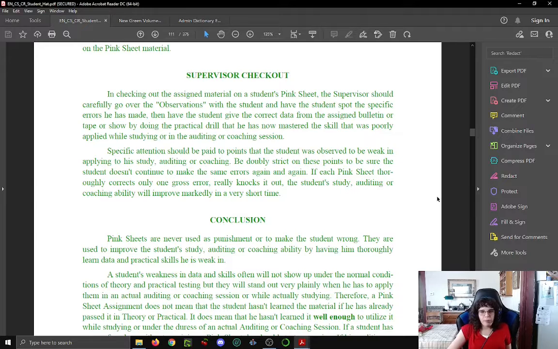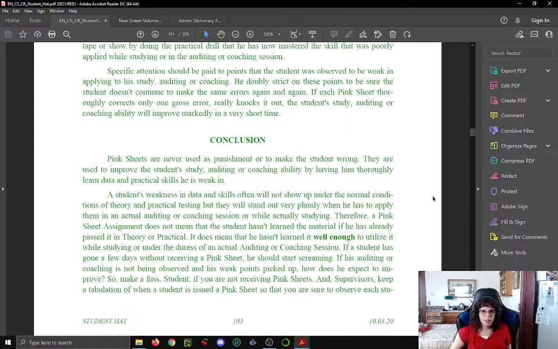Specific attention should be paid to points that the student was observed to be weak in applying to his study, auditing, or coaching. Be doubly strict on these points to be sure the student doesn't continue to make the same errors again and again. If each pink sheet thoroughly corrects only one gross error, really knocks it out, the student's study, auditing, or coaching ability will improve markedly in a very short time.